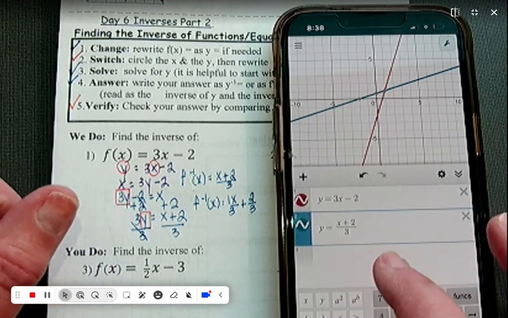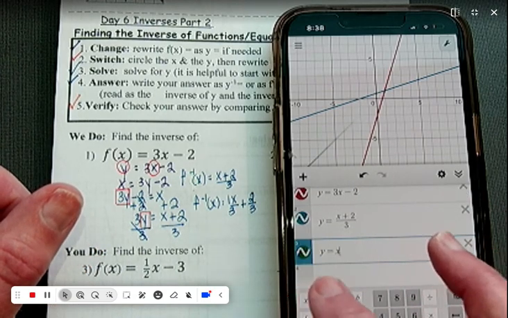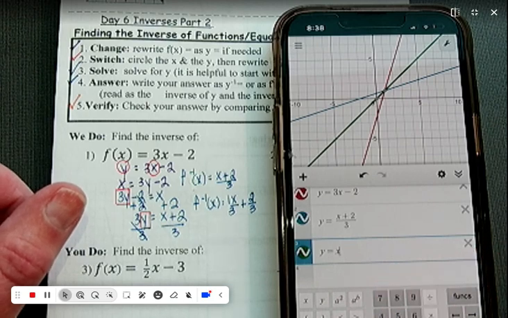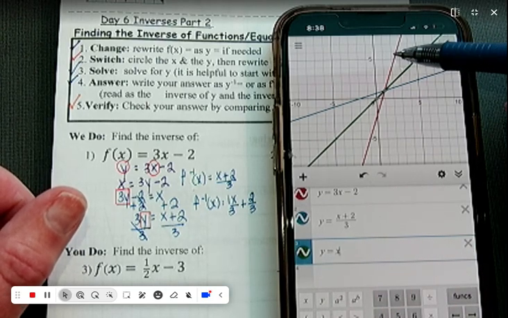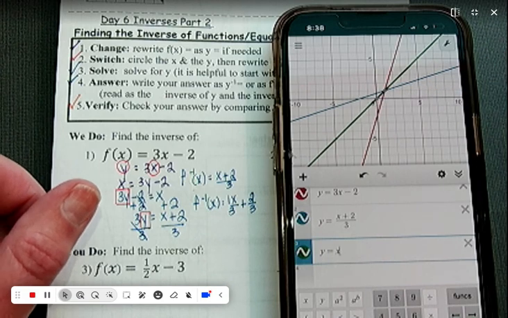Okay, so I'm looking at these 2 graphs. If I know that the line of reflection is y equals x, I can look and see that the original is reflected over the y equals x line of reflection.